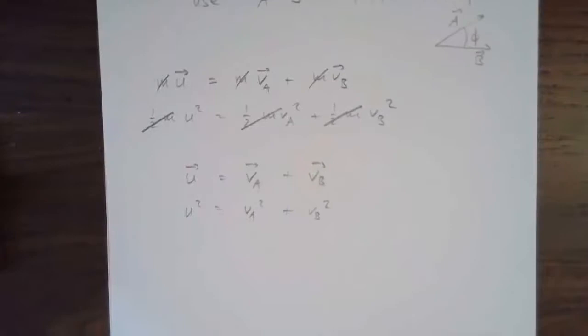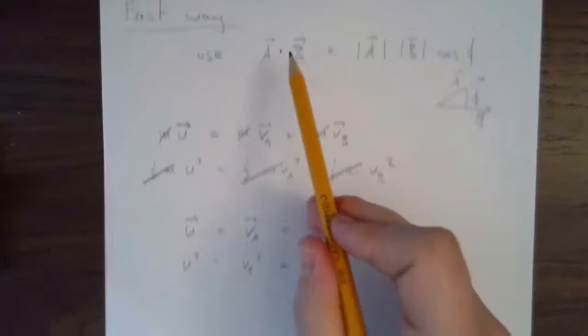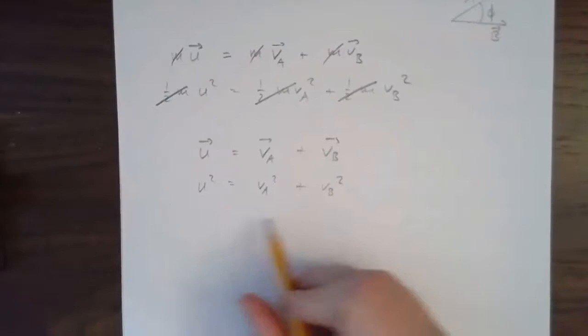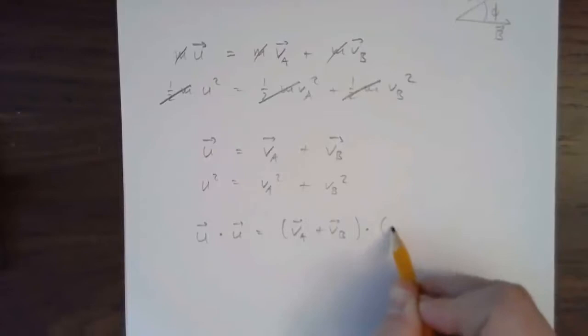Here's the trick I can use now. I'm going to take the dot product of u with itself. So both A and B in this general equation are now u. So u dot u is (v_A plus v_B) dotted with (v_A plus v_B).